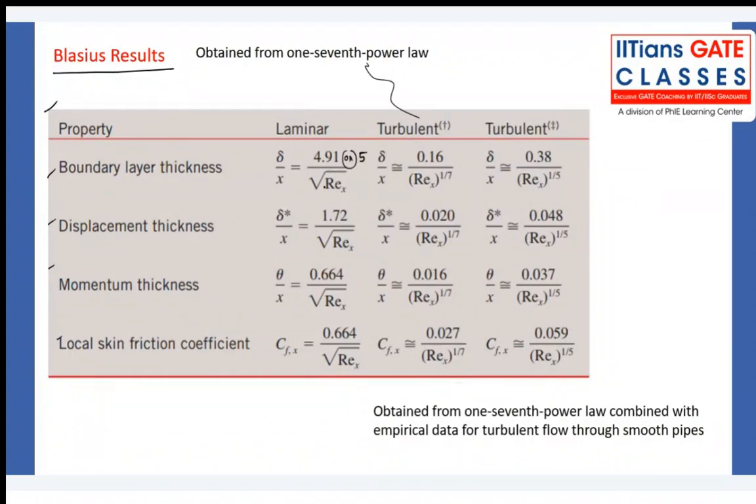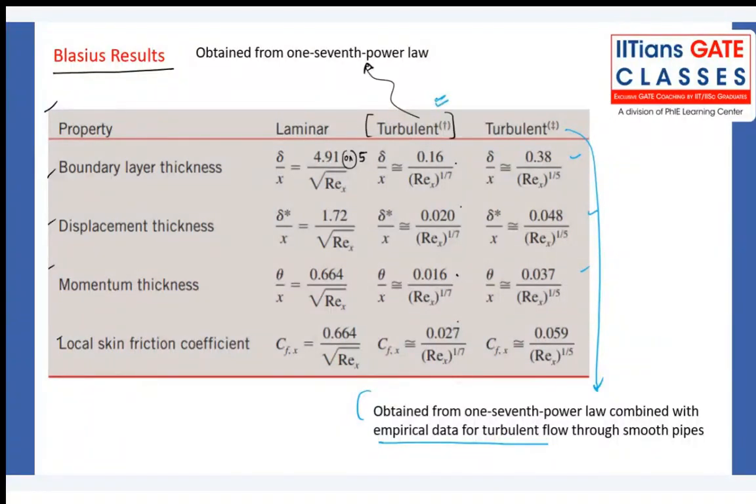The good observation from here is that for this turbulent flow, these particular values 1, 2, 3, 4, all are obtained from the 1/7 power law. That means whenever the problem mentions only the 1/7 power law, we use this turbulent flow relationship. These are obtained from the 1/7 power law combined with some empirical data. Where the problem gives you empirical data along with the 1/7 power law, only then do we use these results for turbulent flow. Unless they mention any empirical data, if they mention only the 1/7 power law in the problem, we have to use this one.